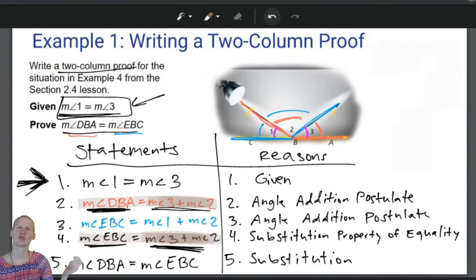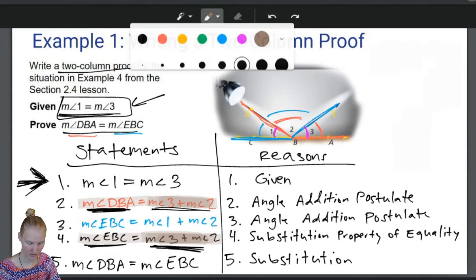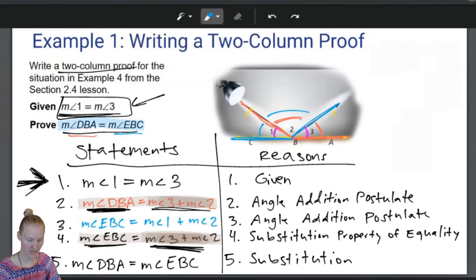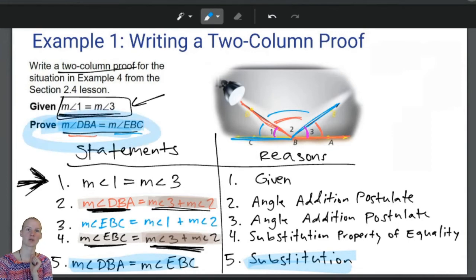Now, how do you know you're done? When you do a proof, how do you know you're done with the proof? Well, we wanted to prove this. In fact, let me highlight this. There's so much going on here. We wanted to prove this. Our last step showed this exact statement, and it gave a reason. So when you have a reason for your last step, and your last step is what you wanted to prove, you're done. Because you've proved what you wanted to prove.